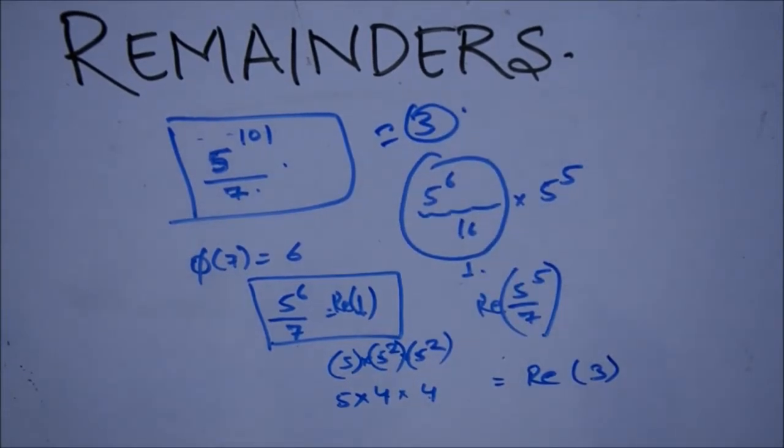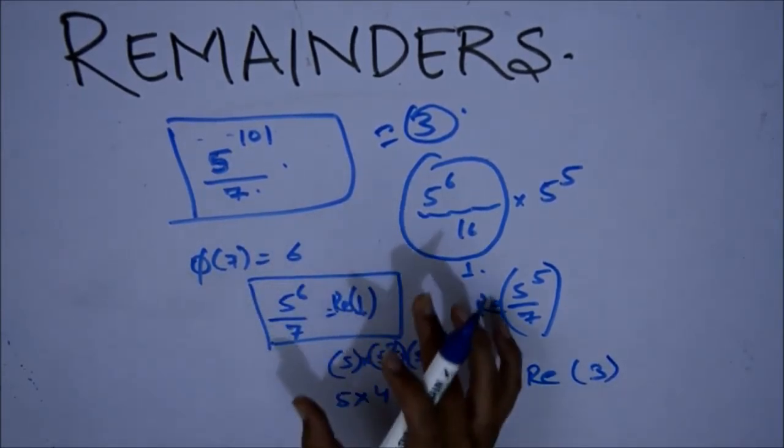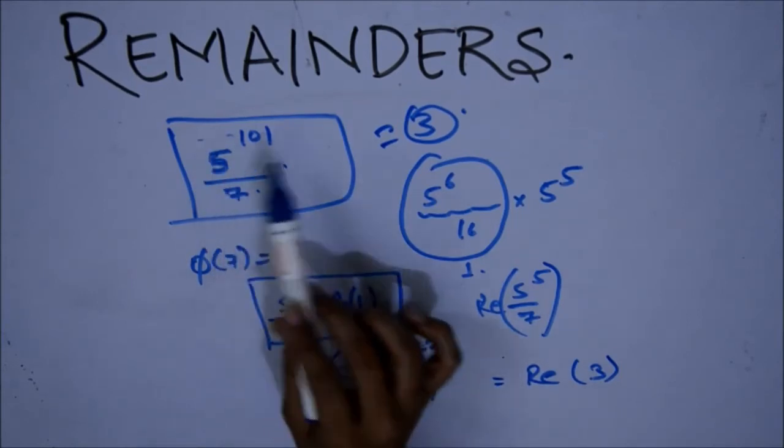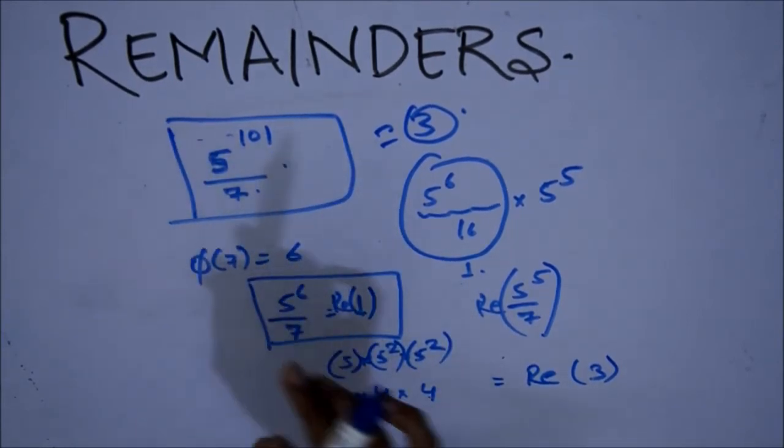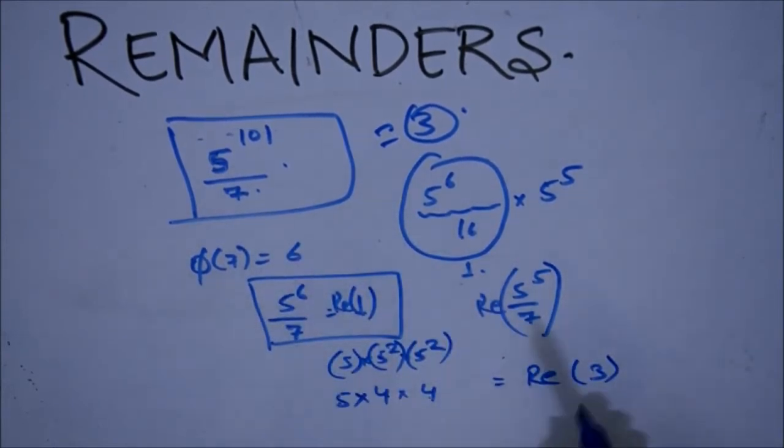So this is how we can calculate remainders very easily using the concept of phi of n, and also using a simple concept that instead of multiplying we can individually calculate the remainders and then multiply them, as we have done in the entire lecture.